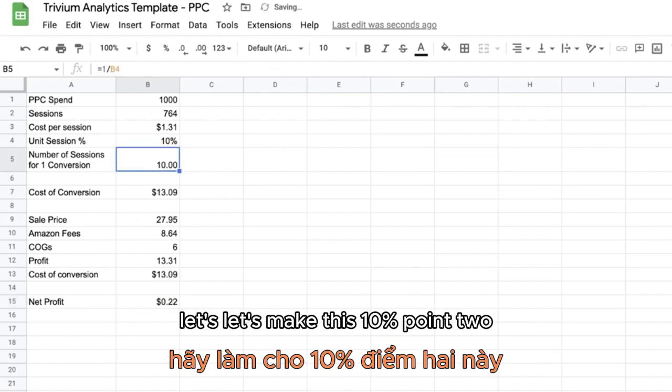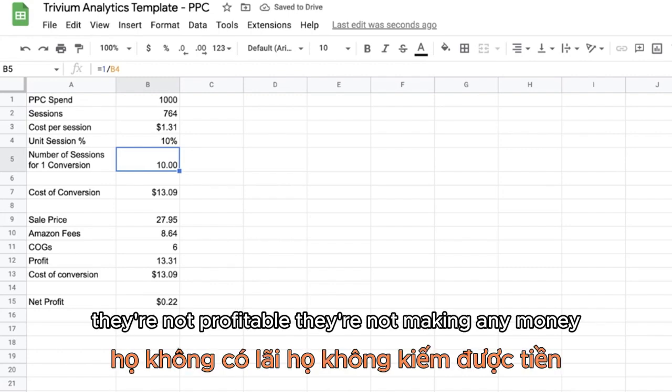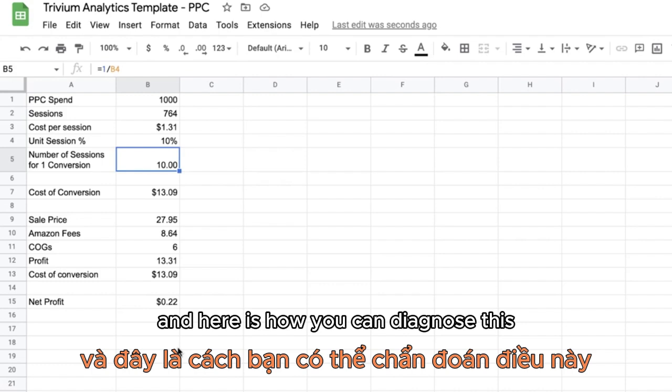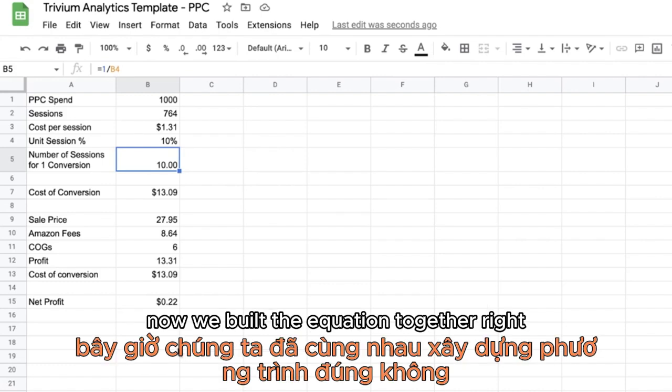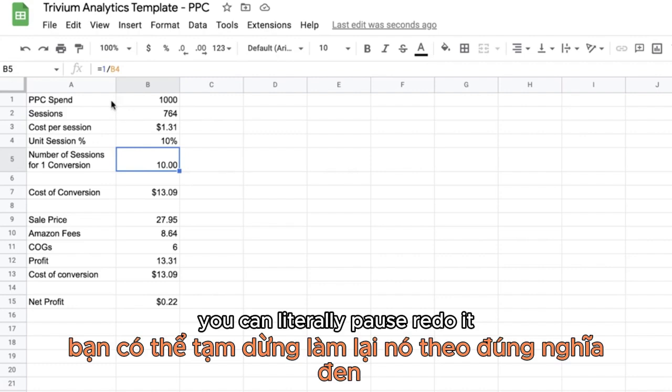Let's make this 10%, $0.22 at the end of each sale. They're not profitable, they're not making any money. And here's how you can diagnose this. Now, we built the equation together, right? You can see the equation here. You can literally pause, redo it.